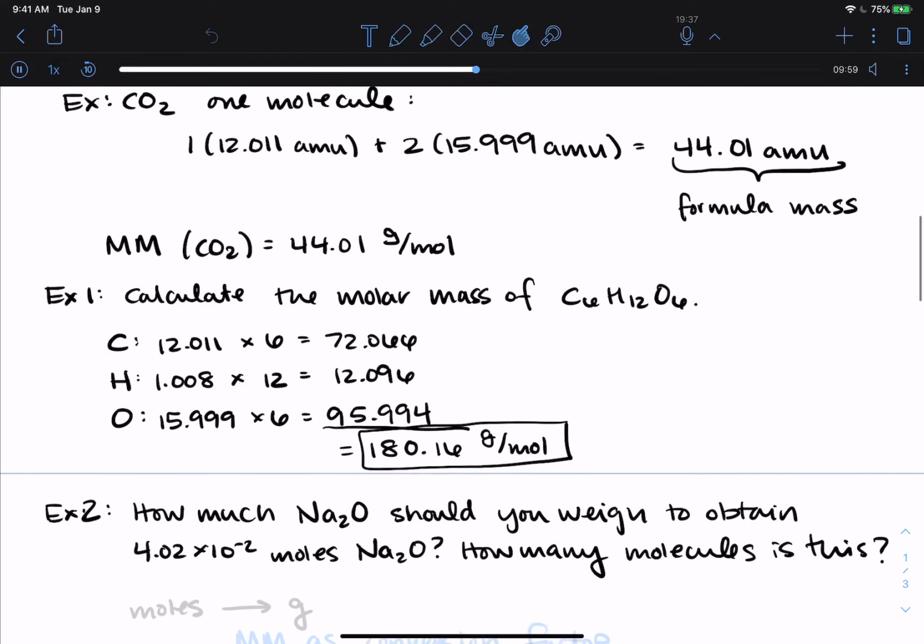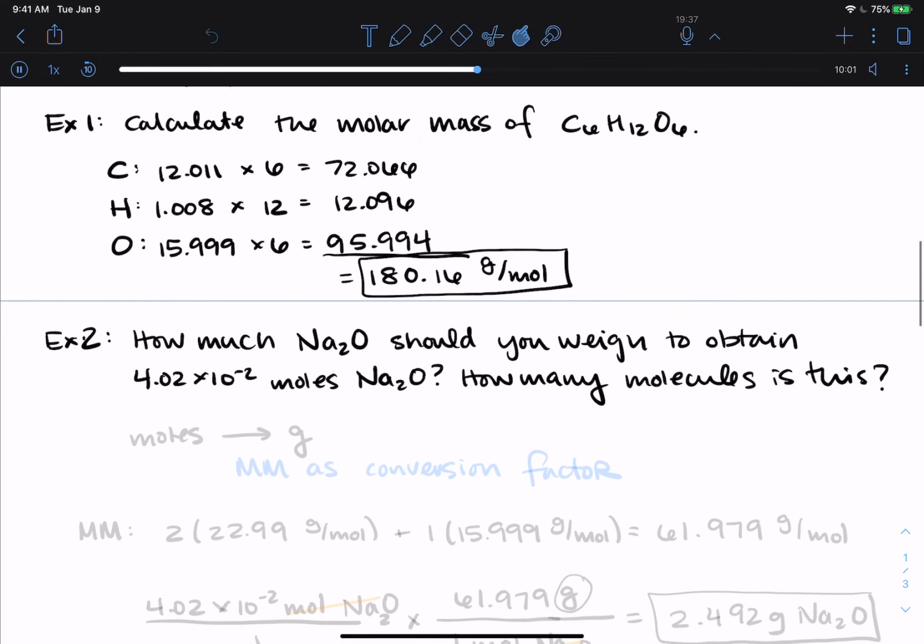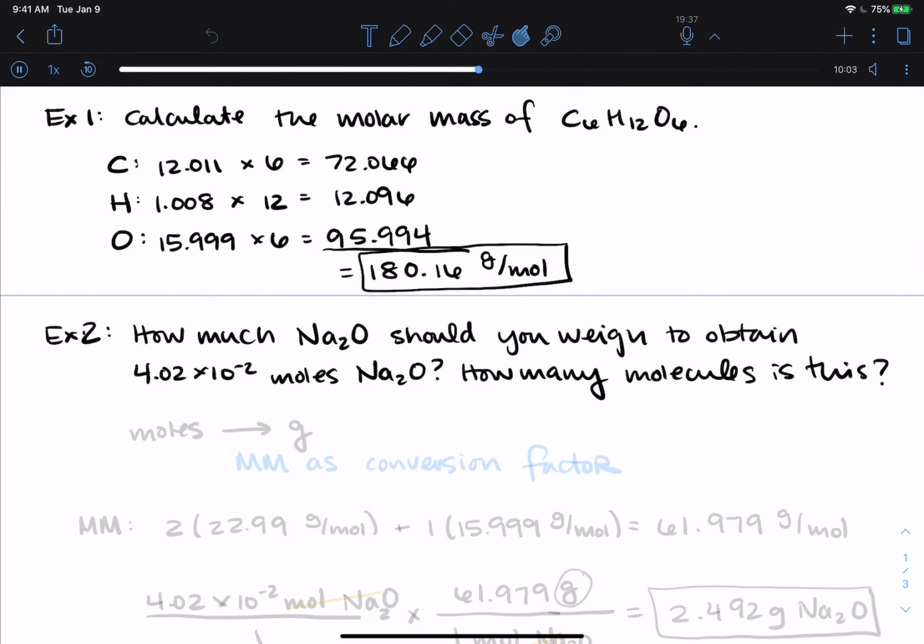For example 2, it says, how much sodium oxide should you weigh to obtain 4.02 times 10 to the minus 2 moles of sodium oxide? And then how many molecules is this? So for the first question, I know how many moles I need, and it's asking me to figure out how many grams this is.